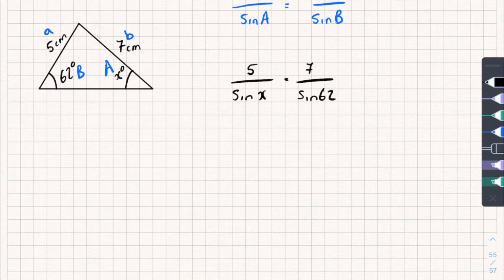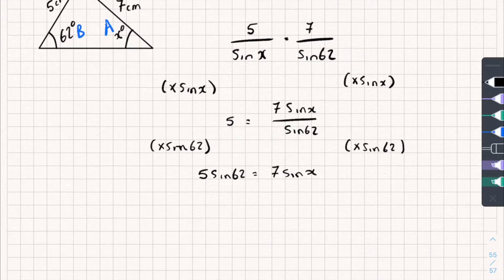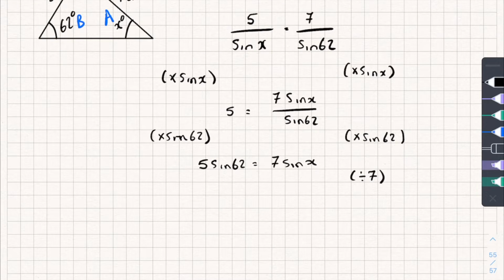So to start with, I'm going to multiply both sides by sine x, like this. And that's going to give me 5 is equal to 7 sine x, all divided by sine 62. From here, I'm going to multiply both sides by sine 62, so times sine 62. And I'm going to get 5 times sine 62 is equal to 7 times sine x. Now I can divide both sides by 7, so divide by 7, and we get 5 sine 62 divided by 7 is equal to sine x.